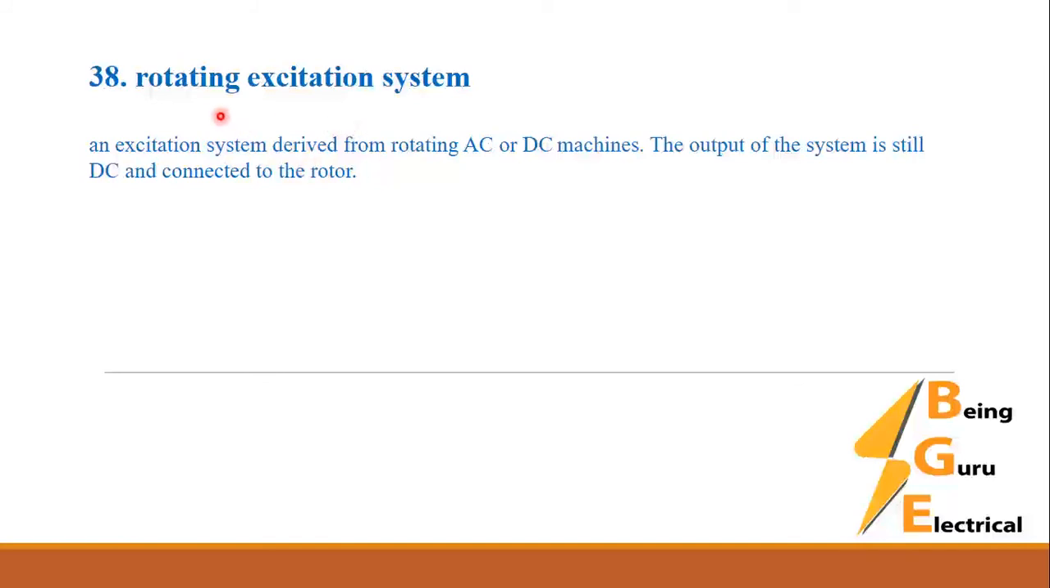Next, 38, we have the rotating excitation system. It is also called the rotary excitation system. We have many types of excitation system like static or rotating. So this is rotating. An excitation system derived from rotating AC or DC machines. The output of the system is still DC and connected to the rotor. So this is the rotary excitation system and it is used in generating stations. The output of this system is DC and is connected to the rotor of the generator.